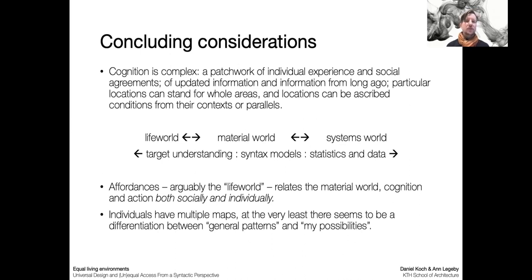I mean, we know some of this, but it stresses some things also, that cognition is complex. Spatial cognition is complex. It's a patchwork of individual experience and social agreements, of updated information and information from long ago. Particular locations can stand for whole areas, and locations can be ascribed conditions from their context or parallels. I'll get back to the social part in a moment.